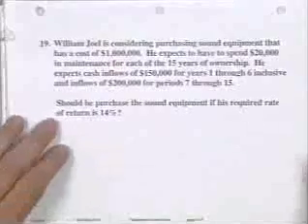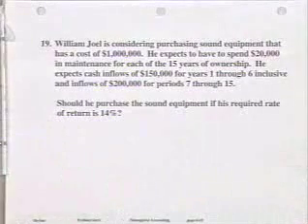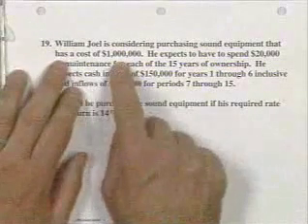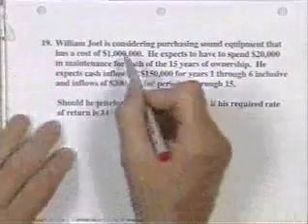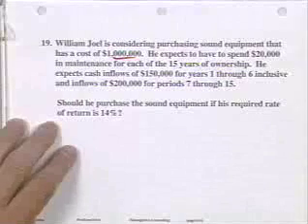Last question for this session, and the last question is a present value question. It is William Joel. So Billy Joel is considering purchasing sound equipment. The sound equipment has a cost of $1 million. So we'll highlight the important items. The initial cost is $1 million.